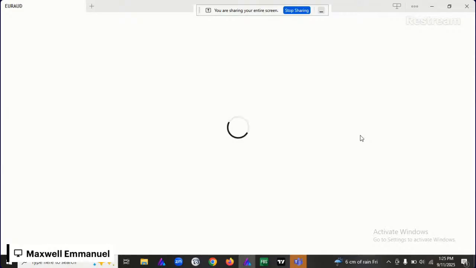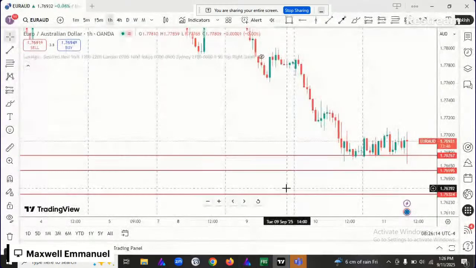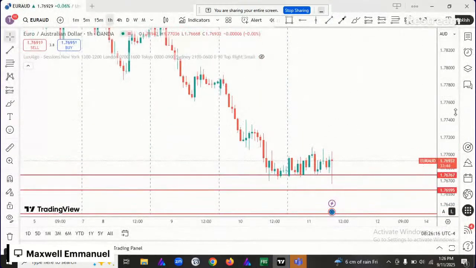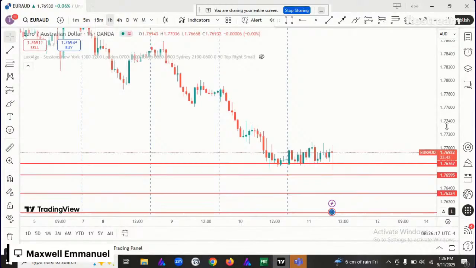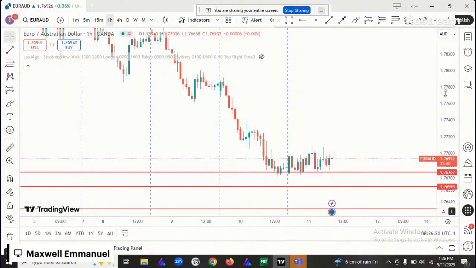This is the time we've been waiting for. CPI data will be released in the next 5 minutes. So far, the dollar has been bullish. What pair is this? This is Euro Australian dollar.